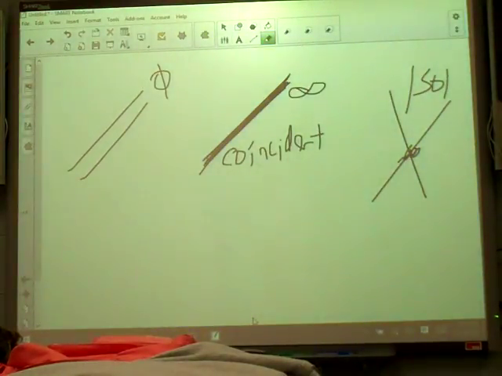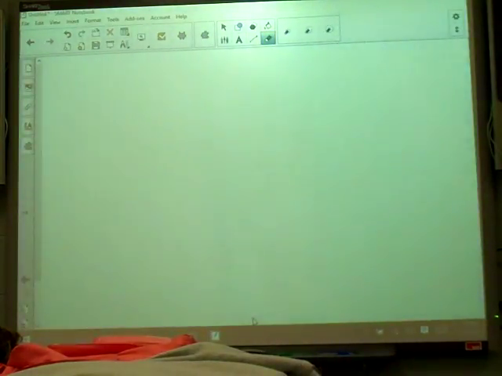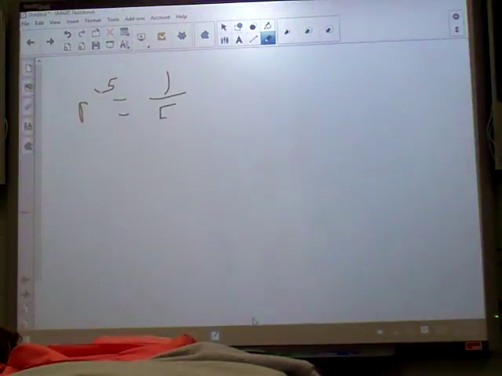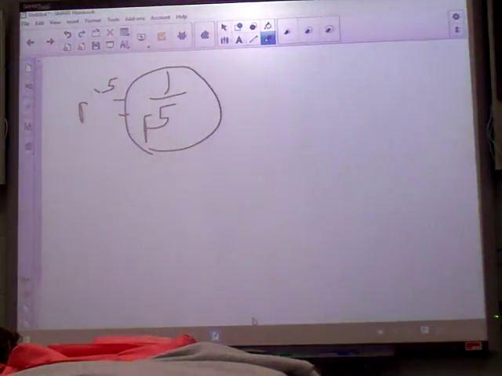Alright, 19. You just had to remember your negative exponent rule. Anytime you have a negative power, put it in the opposite spot and make it positive. So it'll be 1 over r to the 5th.